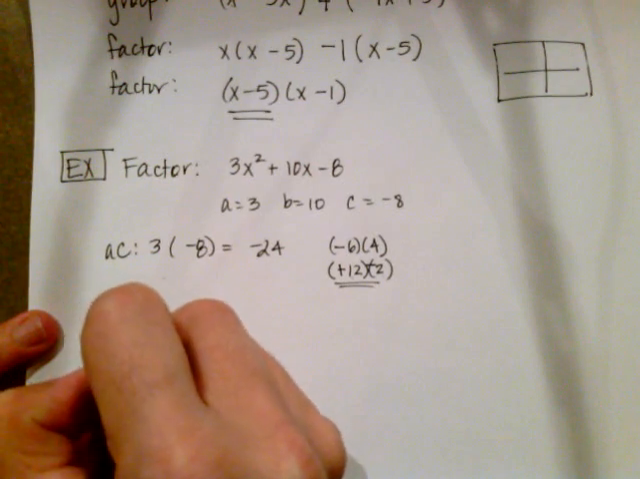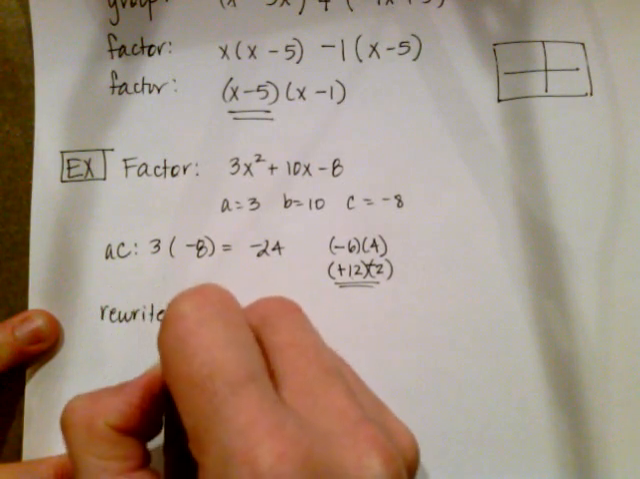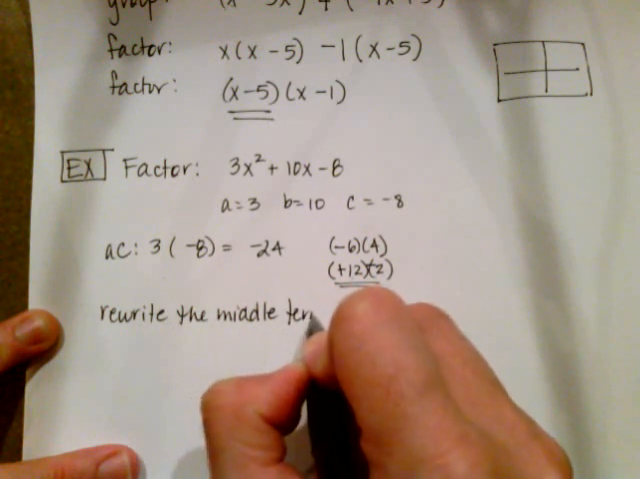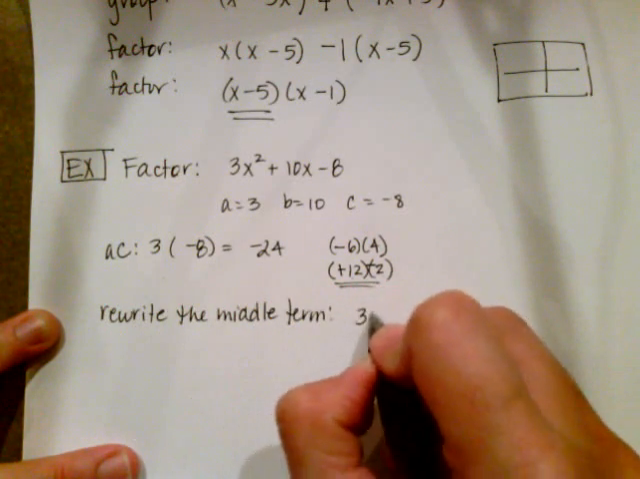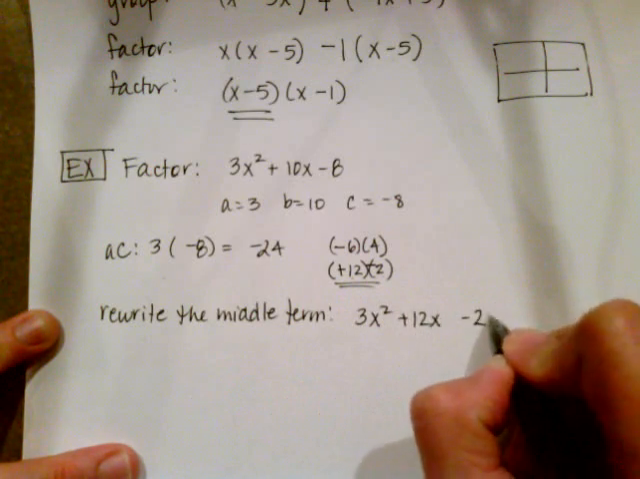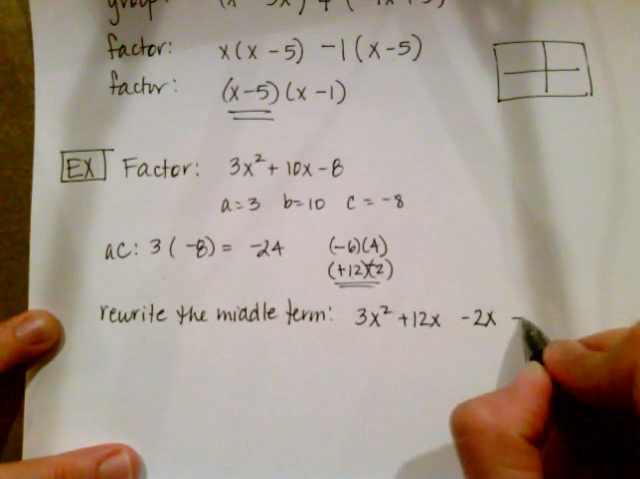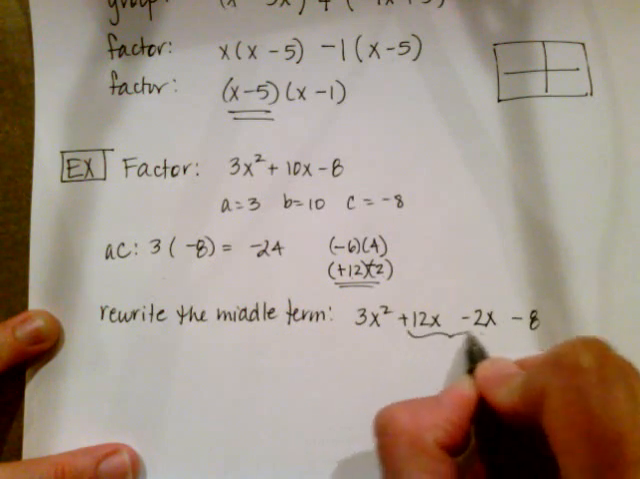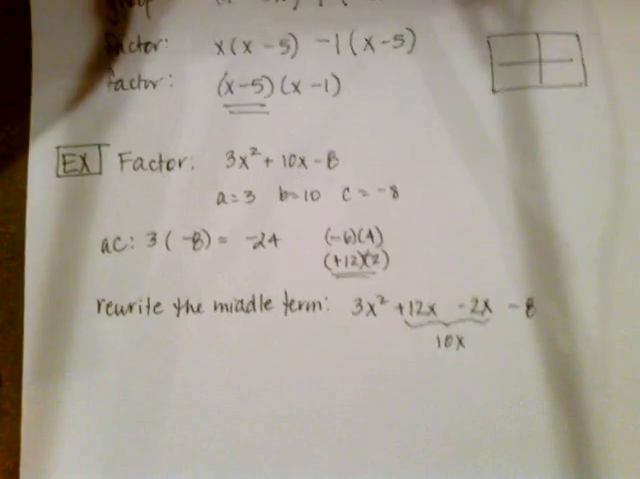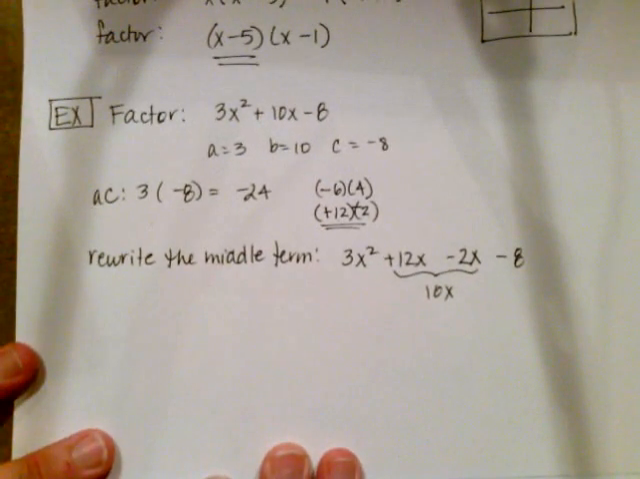And I'm going to rewrite the middle term. So it's going to be 3x squared plus 12x, leave a little bit of space, minus 2x, and then minus 8. And notice that that is 10x. So all we did was rewrite the middle term.